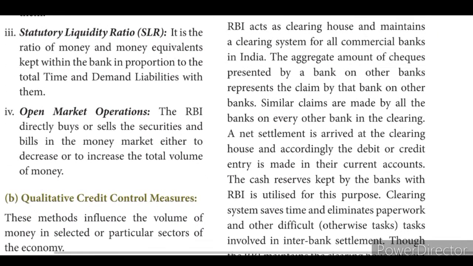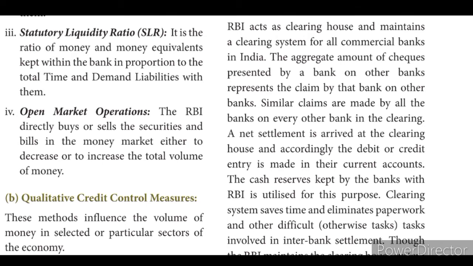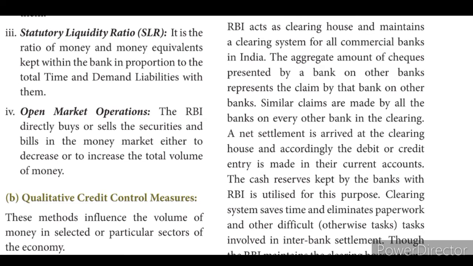Next one is open market operation. The RBI directly buys or sells the securities. So what they do is they will buy or sell the securities and the bills in the money market, either to decrease or increase the total volume of the money. So that is the open market operation. When they buy it, automatically money comes in and the circulation will go high.